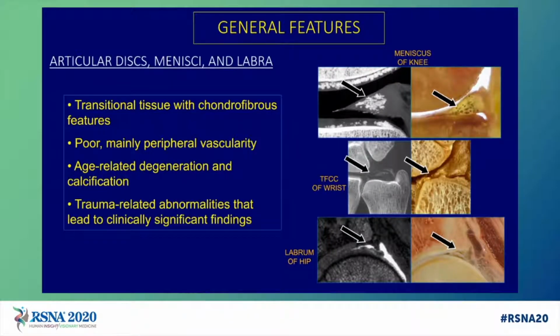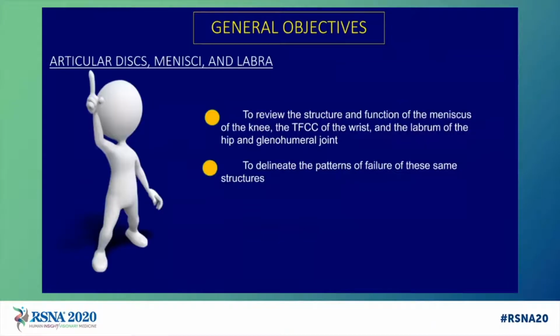We decided to include articular disc, menisci, and labra in a single refresher course simply because they have many features in common. They represent transitional tissue with chondrofibrous features. They're poorly vascularized, mainly with peripheral vascularity. Age-related degeneration and calcification is seen, and in addition, trauma-related abnormalities may occur that can lead to clinically significant findings.